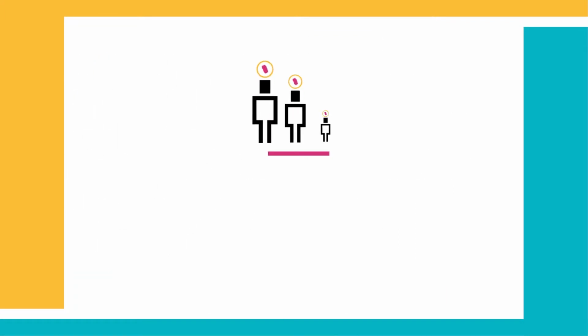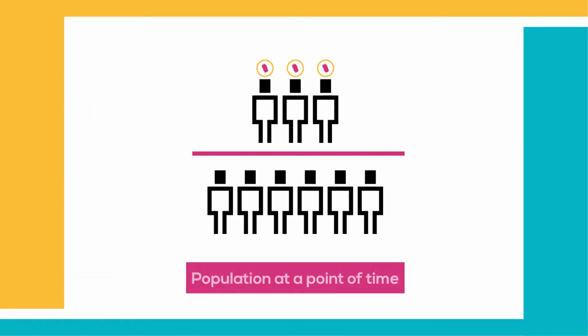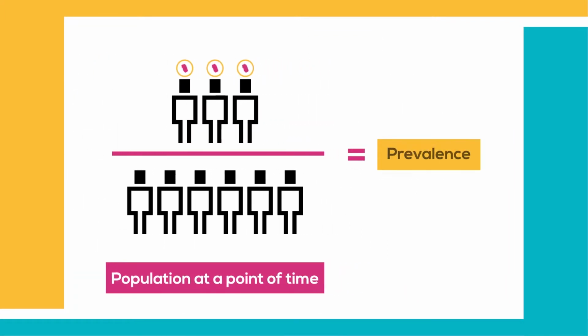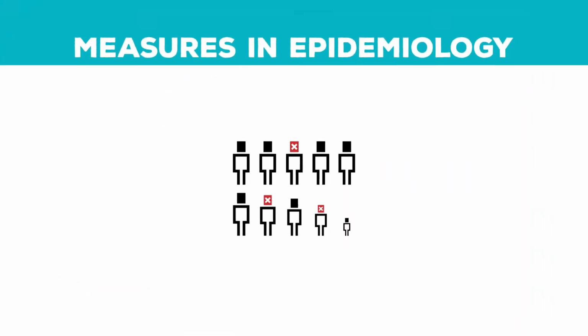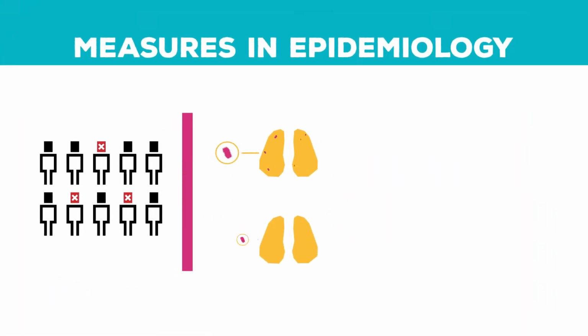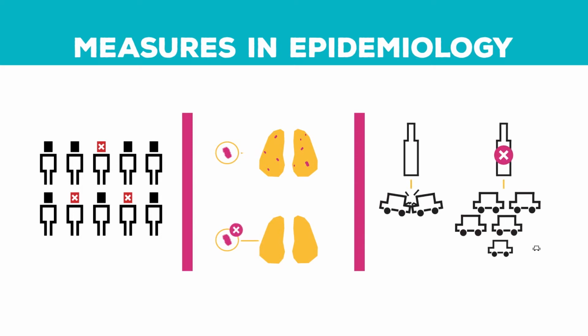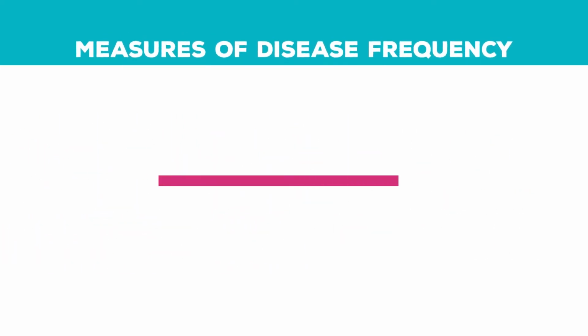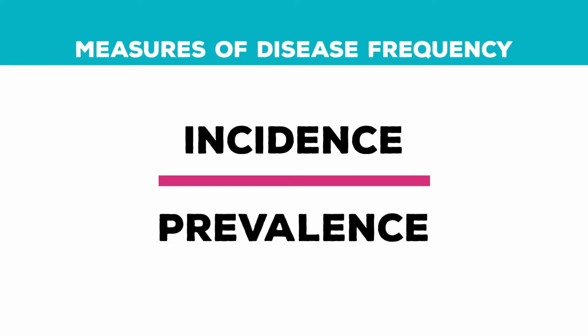Measures of frequency reflect the relative occurrence of the disease in a population. Measures of association reflect the strength or magnitude of the statistical relationship between exposure status and disease occurrence. Measures of impact are used to predict the impact of an intervention on the disease occurrence in a population. The basic measures of disease frequency are incidence and prevalence.